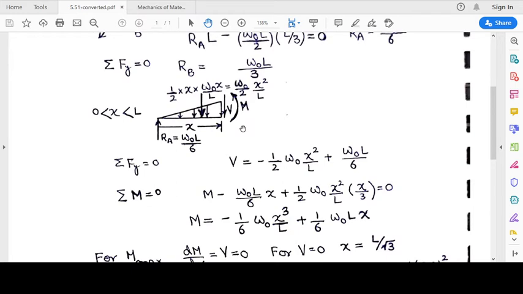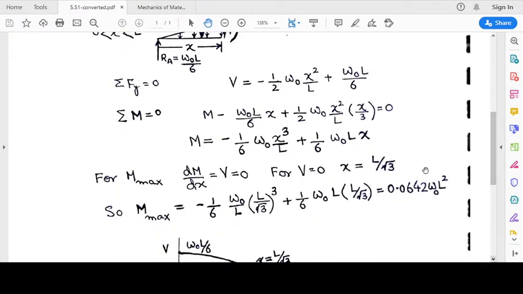And when we take moment about the section, we have M is equal to this: moment produced by RA, W naught L by 6 into x, and moment produced by this load, half W naught x squared by L, which is going to be acting at 1/3 of this length x. So the distance of this equivalent concentrated load from the section is going to be x by 3. So half into W naught x squared by L, the equivalent concentrated load, multiplied by x by 3, which is the perpendicular distance from the section. So M comes out to be equal to this.